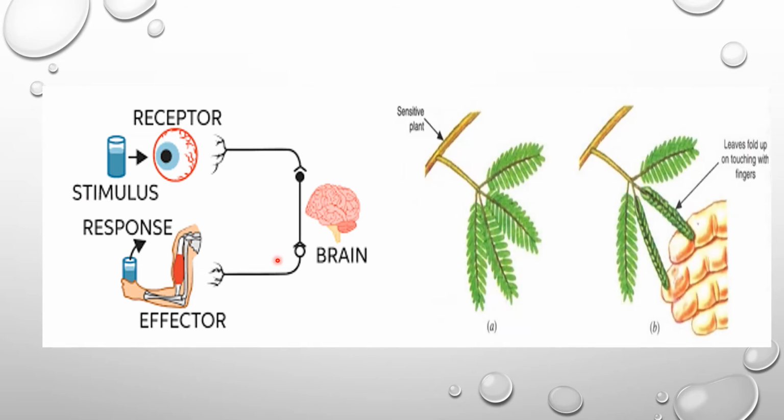Now if you consider plants, they also show irritability and coordination. Here we have a mimosa plant, and when we touch that plant, the leaves fold up. So folding up the leaves according to the touch is the irritability, and touch is the stimulus received by the plant, and the response shown by the plant is the folding up of the leaves. So this irritability and coordination is a living feature that is shown by both plants and animals, and it is also shown by microorganisms.